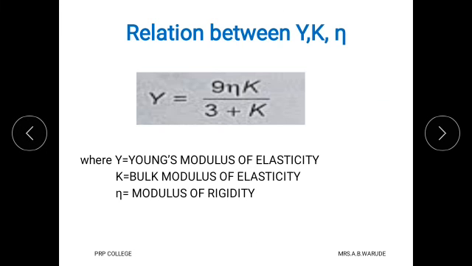Then what is the relation between Y, K and eta, where Y means Young's modulus, K means bulk modulus, and eta means modulus of rigidity? This formula gives the relation between Y, K and eta, and that formula is Y equals 9 eta K upon 3K plus eta, where Y is Young's modulus of elasticity, K is bulk modulus of elasticity, and eta is modulus of rigidity.